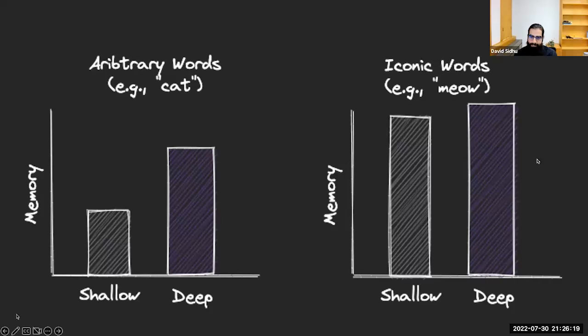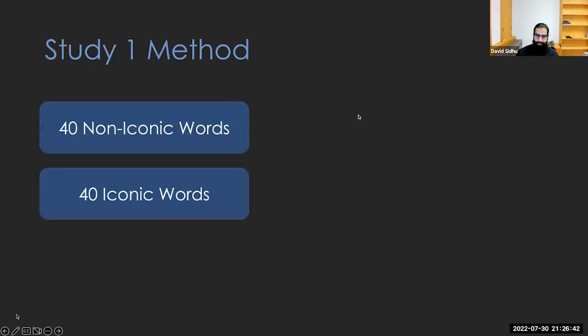And the idea would be that for words like meow, for example, these iconic words, that maybe that difference between the shallow and deep encodings is going to be attenuated. And the idea there is that if you think of a word like meow, getting someone to focus on its form is to some extent getting people to focus on its meaning, because its form is carrying its meaning by depicting it. Okay, so that's the general idea of this manipulation.